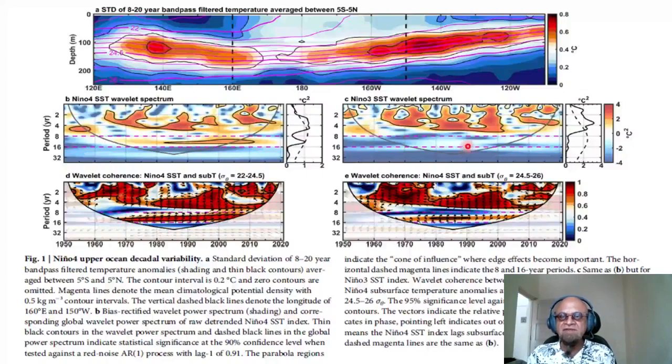This is the Nino 3 SST wavelet spectrum. So Nino 3 is in the east and Nino 4 is in the west, and you can see in the east you don't see that band here. And wavelet coherence of Nino 4 SST and subsurface temperatures, again high coherence in the decadal time period, but the coherence of the Nino 4 SST and subsurface temperature at another depth. So these are sigma potential density depths. 22 to 24.5 is shallower compared to 24.5 to 26, because the density increases as you go down. So even at these depths there is a weaker signal. This is a stronger signal, and you can see that the near surface variability has multiple time scales as well, which we will not worry about.